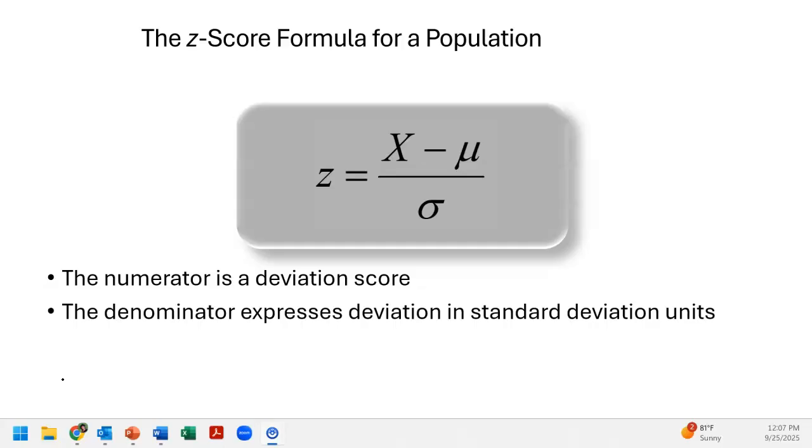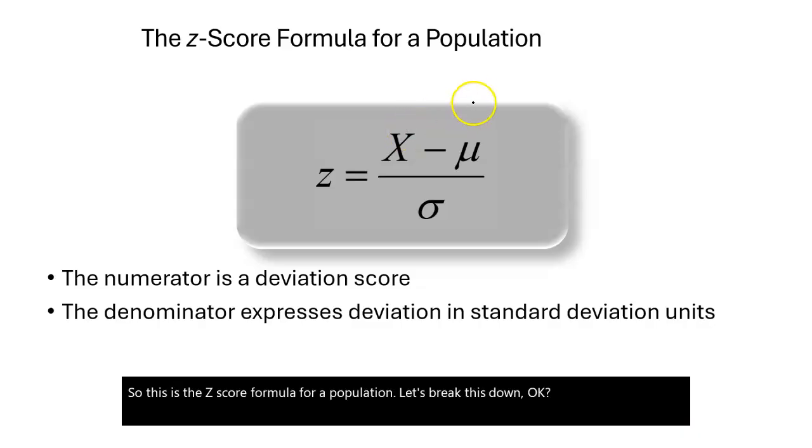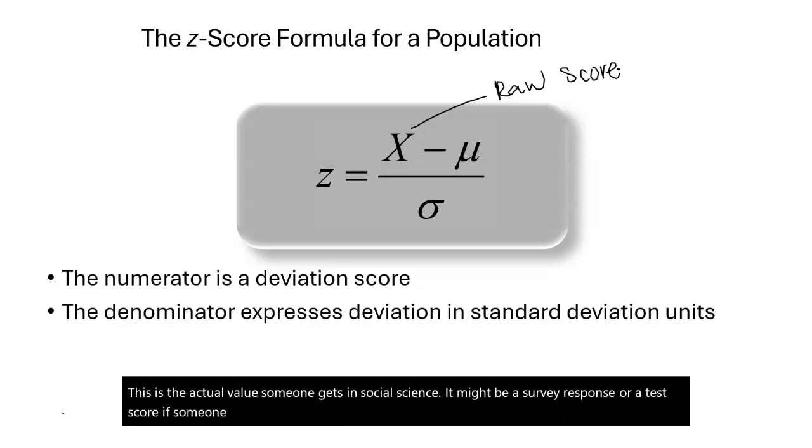So this is the z-score formula for a population. Let's break this down, okay? X is the raw score. This is the actual value someone gets. In social science, it might be a survey response or a test score. If someone rated their trust in the government on a scale of 1 to 8 and they picked 8, that would be their X, okay? Now, this is our population mean.